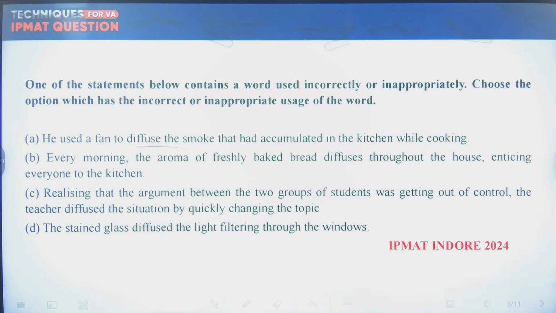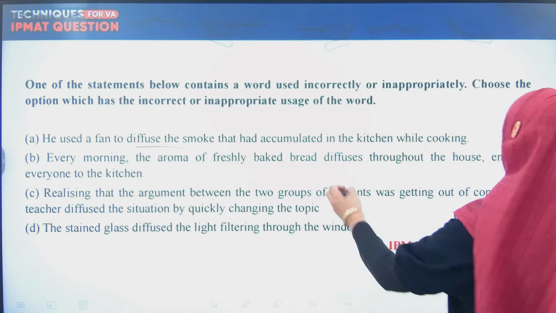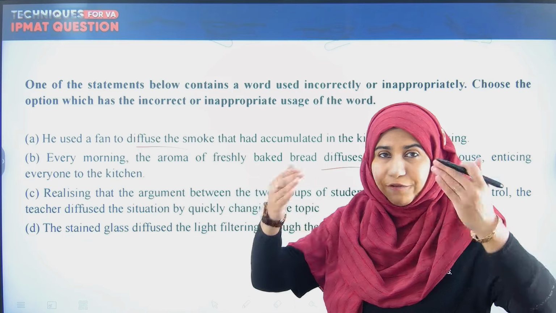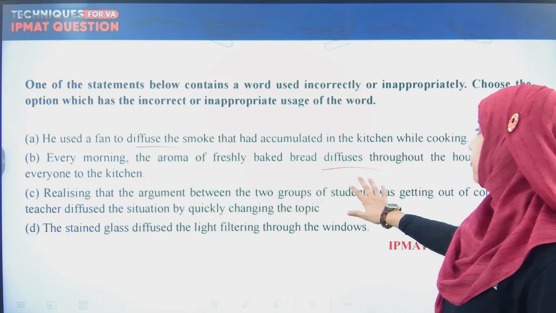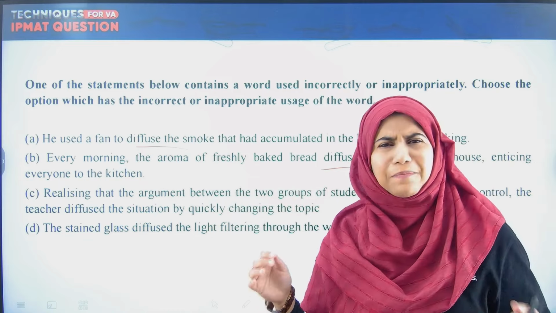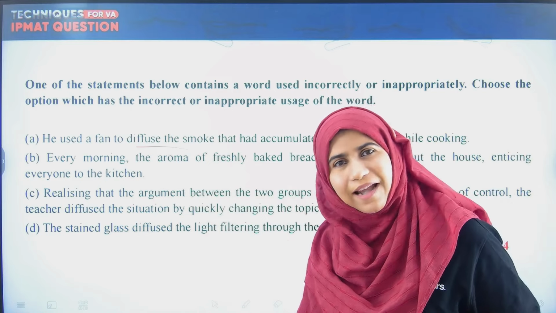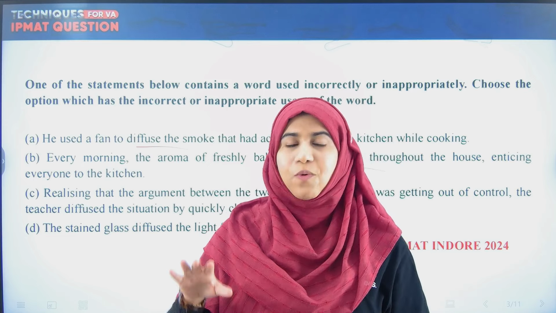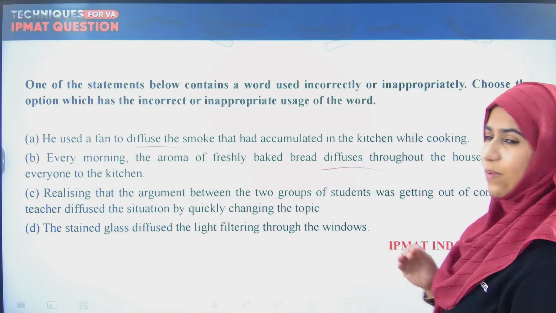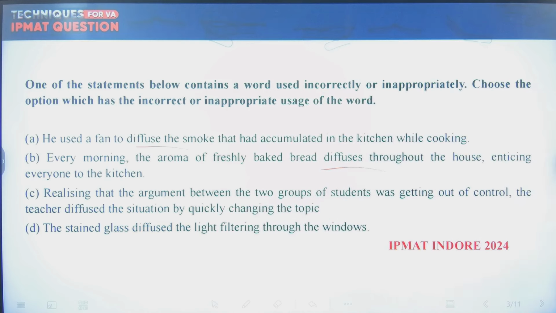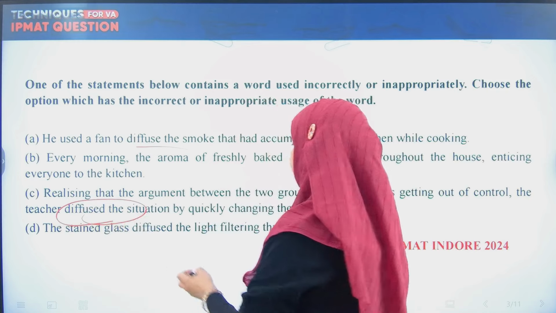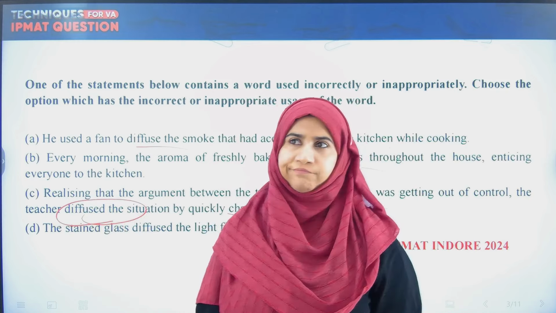Every morning, the aroma of freshly baked bread diffuses throughout the house. What is happening here? Smoke is being diffused with the fan. Here, the aroma of the bread is diffusing. That means diffuse has got something to do with spreading. If you're good with finding the contextual meaning of the words, you will definitely score well in these question types. Okay. Realizing that the argument between the two groups of students was getting out of control, the teacher diffused the situation, quickly changing the topic.